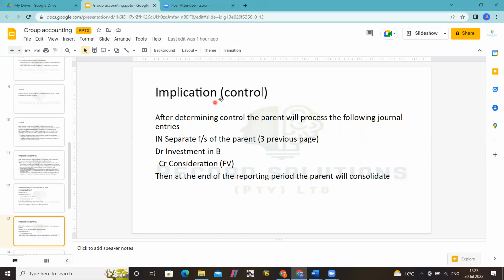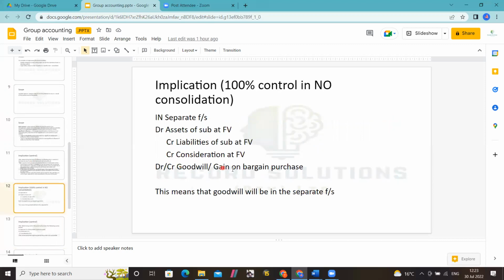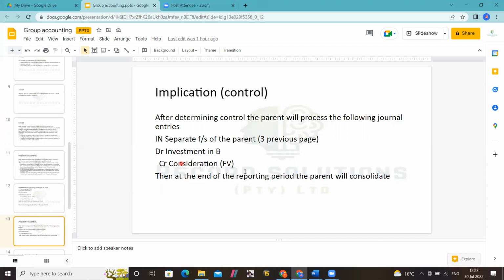So now we are still in the separate, normal statements of the parent. What's going to happen is we are not going to record those assets and liabilities. You are just going to have this investment in B, this investment in subsidiary. Why? Because we took out consideration. So we are just going to say the consideration that we paid. Do you see in this one, we do have the consideration. So this consideration here and the consideration here is exactly the same.